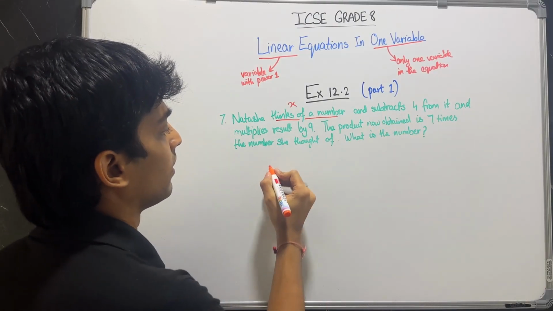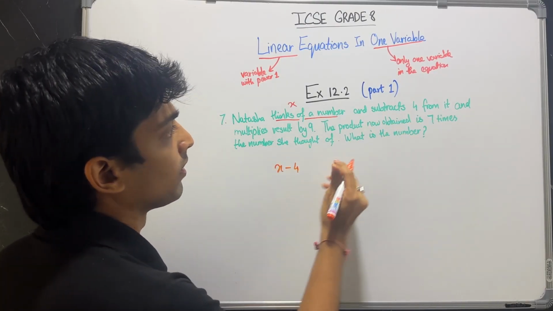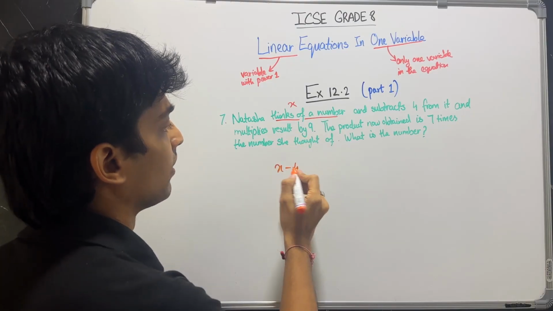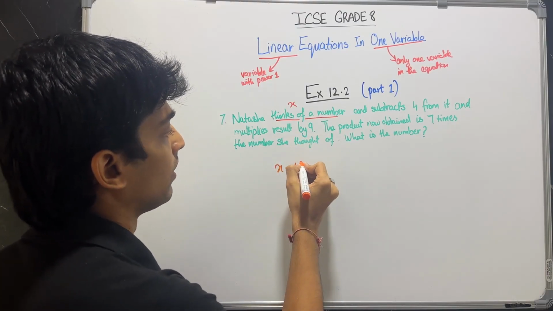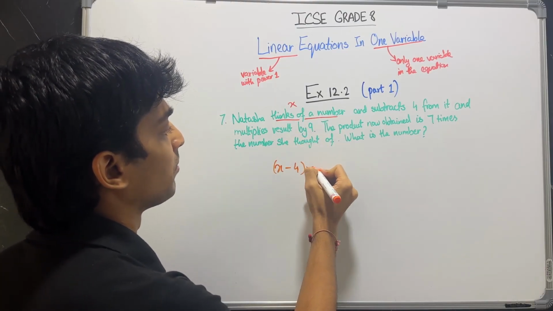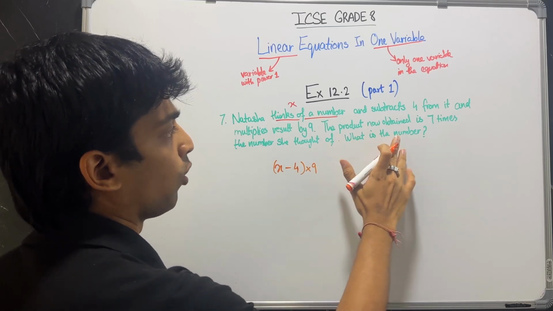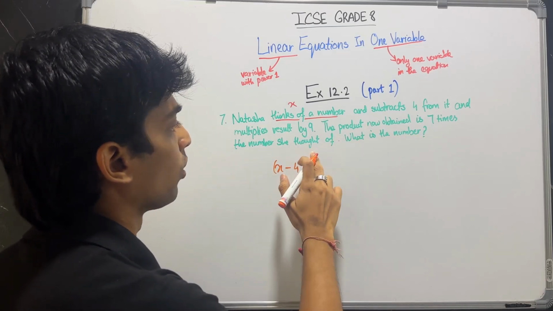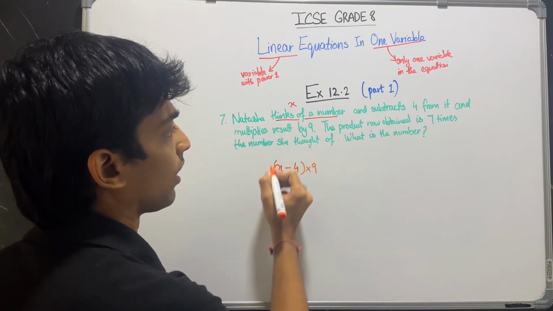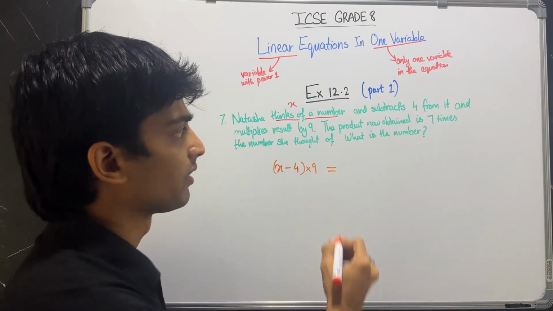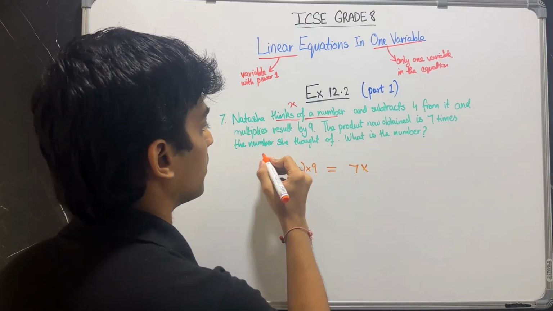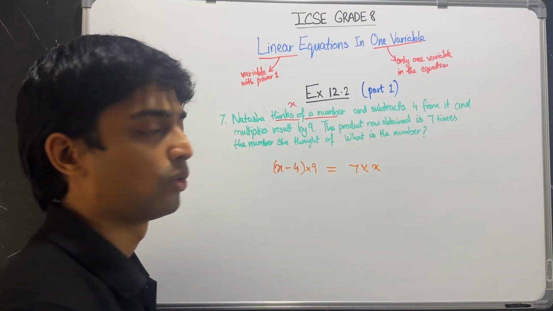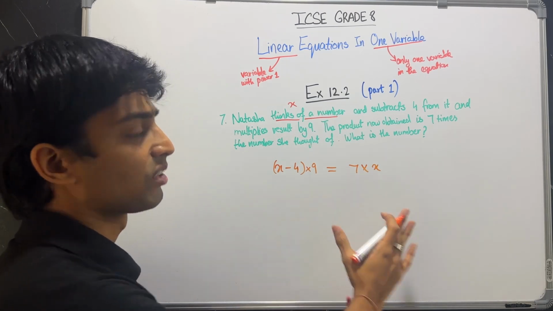So we will get x minus 4 and multiplies the result by 9. The answer which we will get, let's write it in a bracket, multiplied by 9. The product now obtained is 7 times the number she thought of. So this product is 7 times the original number she thought of, which is x. 7 into x. That's it. Now we just solve the sum.